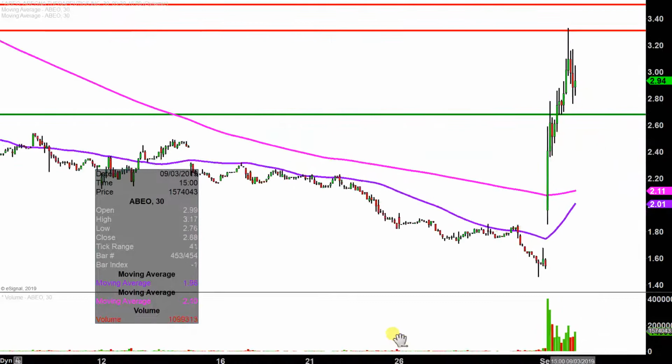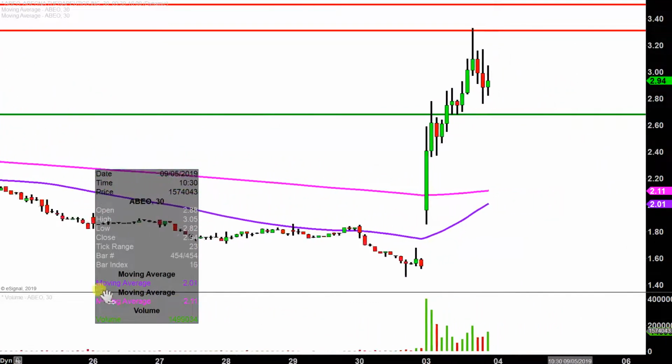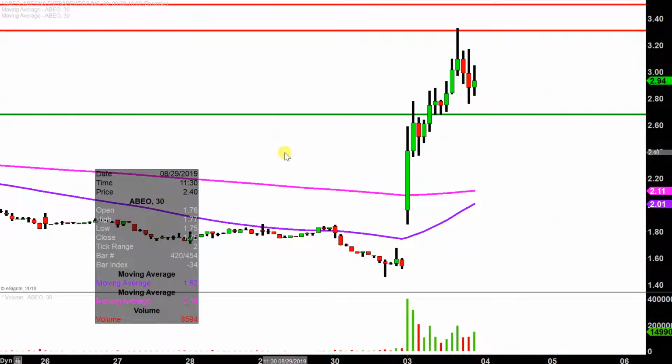All in all, though, anyway, look at it. Massive volume today, massive price movement. Not just a question of can the price build upon this momentum going forward.